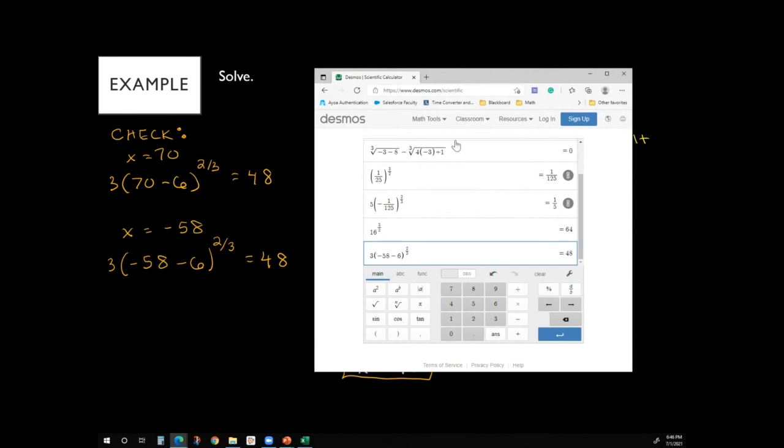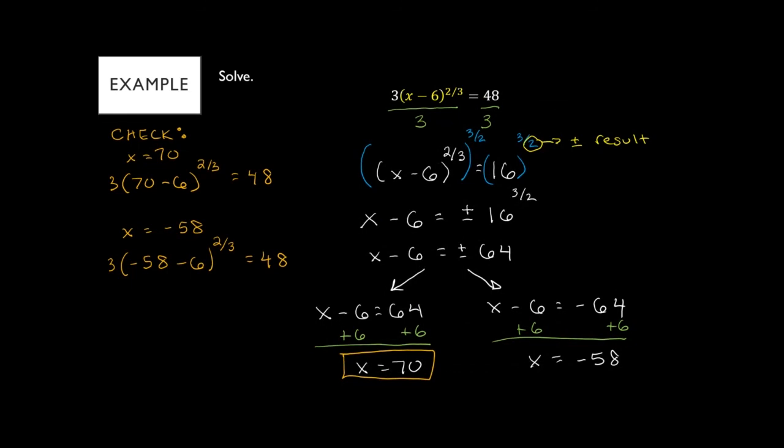I would bookmark this website, you know, use it all the time. And you can see that that also comes out to 48. So that also works. So we have two solutions here. And again, like I said at the very beginning, when you have odd roots, or in this case, an odd number in the denominator of a fraction as your exponent, you don't tend to get extra solutions. It's when it's an even in the bottom of the exponent that you tend to get extra solutions.